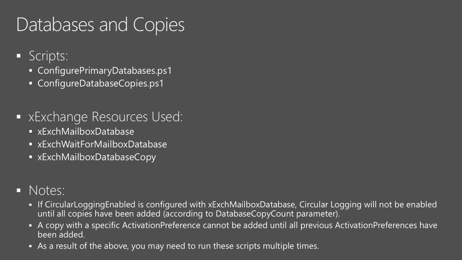So as a result of these, you may actually need to run your database copy scripts multiple times. For my customer, the way we're doing this, we run our script to create the primary databases. Then we run the script to create the database copies. And for them, they have 4 copies per database. That usually ends up getting activation preferences 2 and 3, but sometimes doesn't get the 4th. So we may need to rerun that database copy script one more time. And then once we have all our copies, we go back and run the configured primary databases one more time, and circular logging will be turned on.